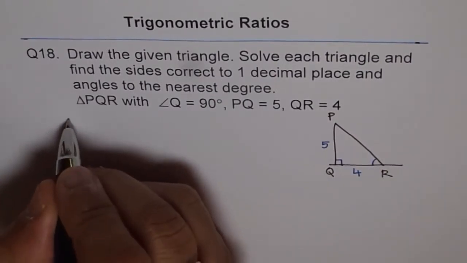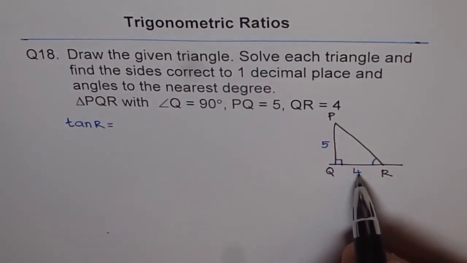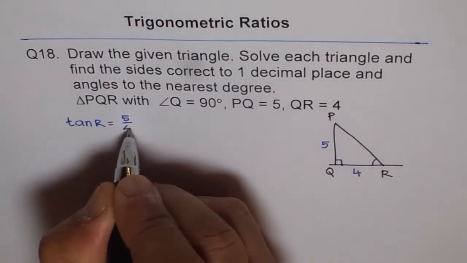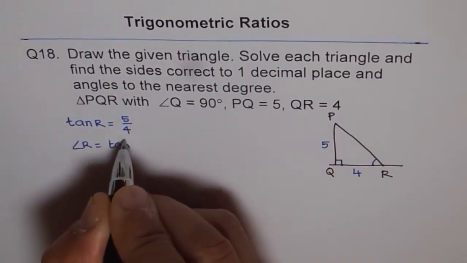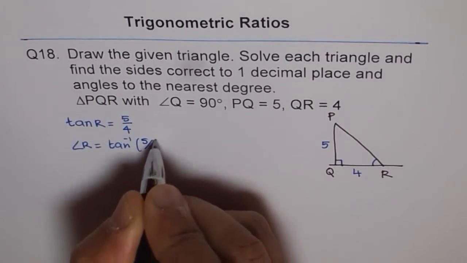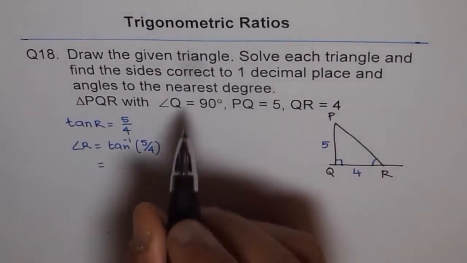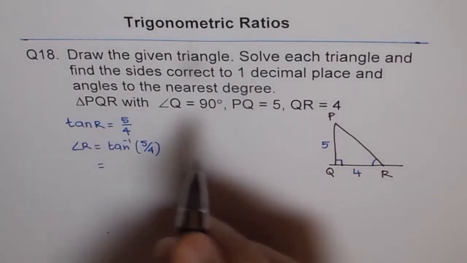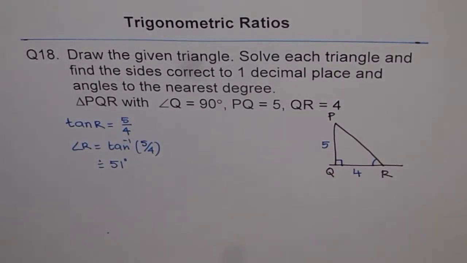So we can say tan R is equal to 5 over 4, and that gives us angle R is equal to tan inverse of 5 over 4. We can use the calculator and figure it out. So we have second function tan inverse 5 divided by 4 bracket close. We get 51.34. We need to round angles to the nearest degree, so we can write this as 51 degrees. That is how we can round and write down this answer.